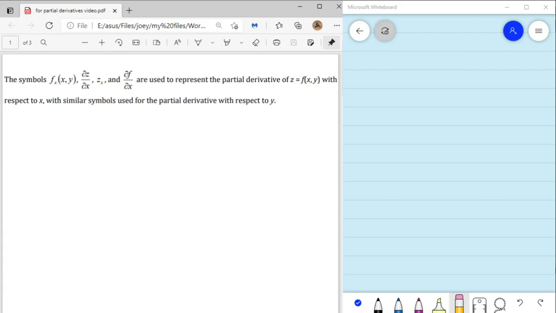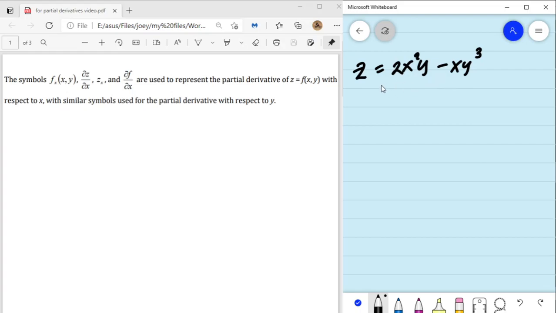Say for example, if we have the dependent variable z expressed as a function of two independent variables, let's say x and y. So let's say z is equal to 2x squared y minus xy cubed. So this is a function with more than one independent variable.